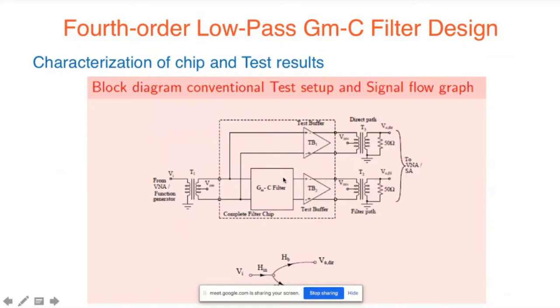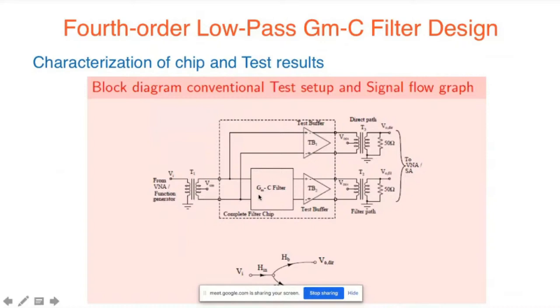So there are two test buffers, and then to convert the differential output to single-ended, we again have an output transformer, and then there is a 50 ohm resistance to match the impedance at the output to the measurement.